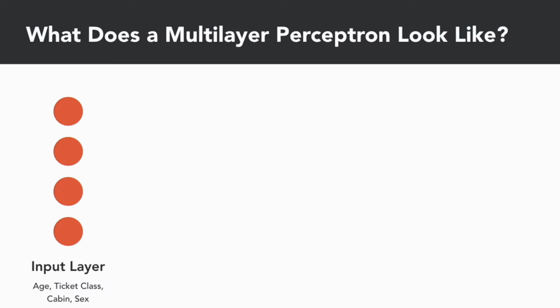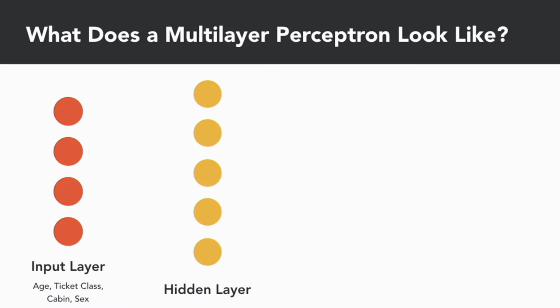This all starts with an input layer. Let's use the Titanic dataset example. There are 4 nodes here, and each node would represent a feature that we want to use to predict whether somebody survives or not. These could be age, ticket class, cabin, and sex.